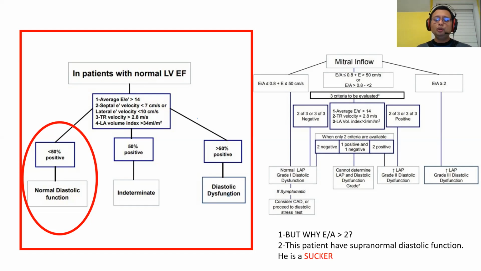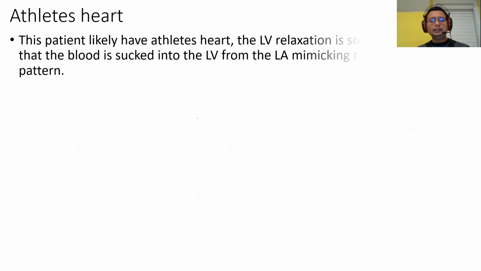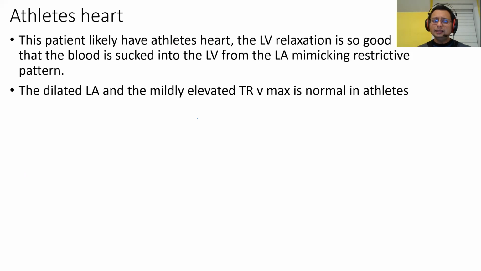If you look at the S over D ratio in the pulmonary vein, you can see that S is actually lower than D. This happens in patients that are young. So basically, this patient has athlete's heart. I'll give you some tips about athlete's heart. The LV relaxation is so good that the blood is sucked into the LV from the LA, mimicking a restrictive pattern. The dilated LA and the mildly elevated TR are normal in athletes.